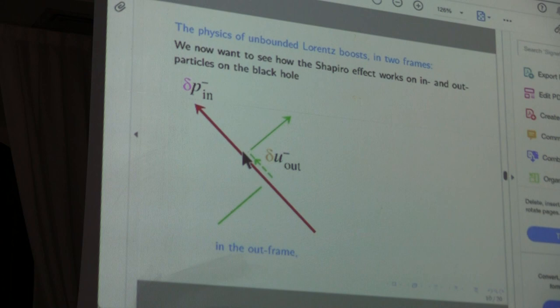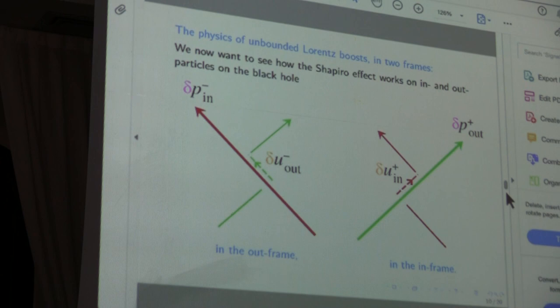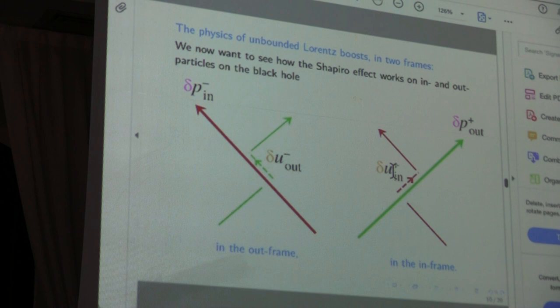If I go to the opposite, if I go to the frame of the red particle, you see the red particle is being dragged along by the green particle. So both these things happen. So the in particle and the out particle are both affected, and in this particular way.